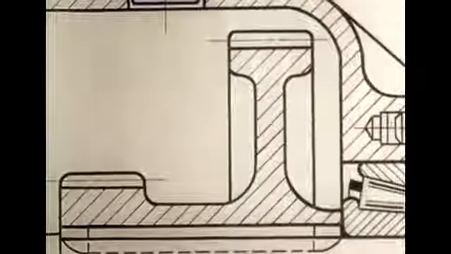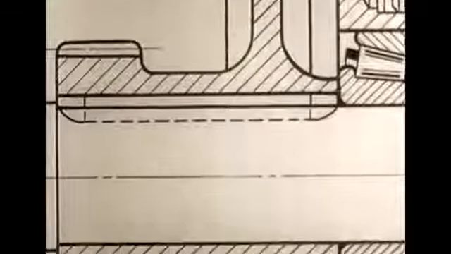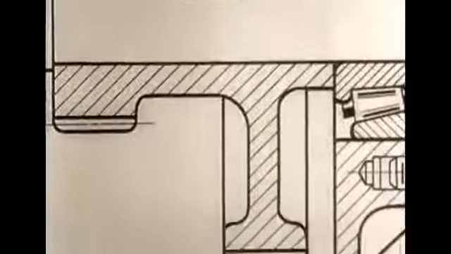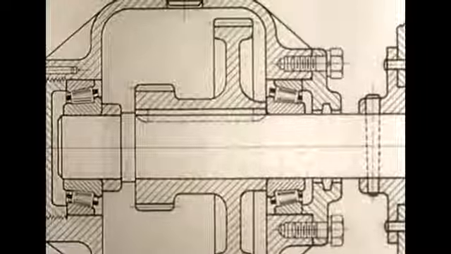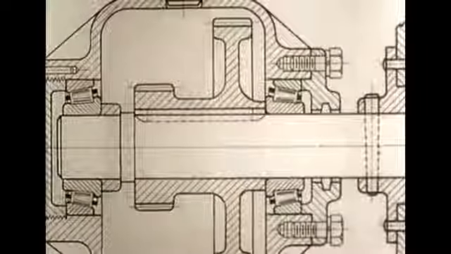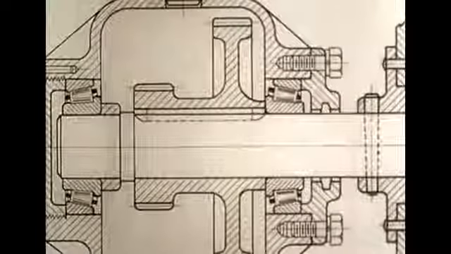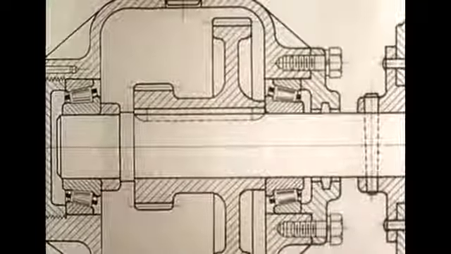Notice that section lining should be the same here and here, because each side of the gear is part of the same piece. Section lining for the same piece should always be the same. If you apply these rules, your drawings will be easy to understand.